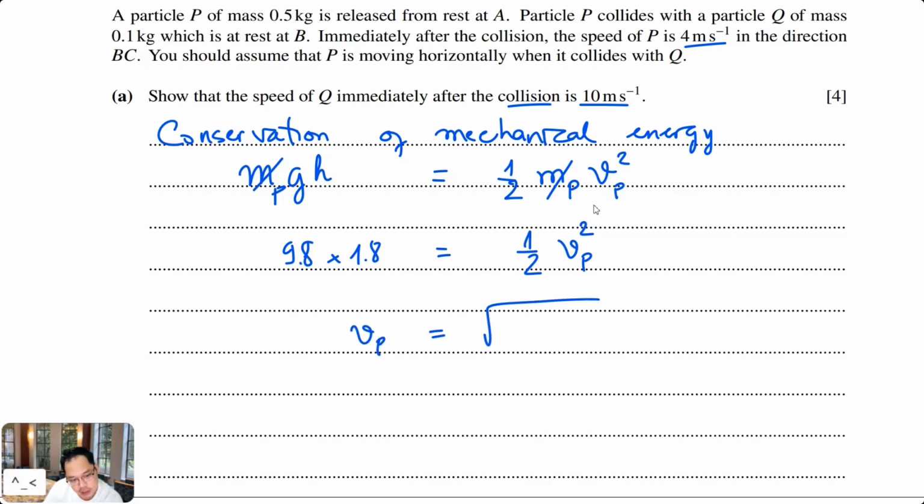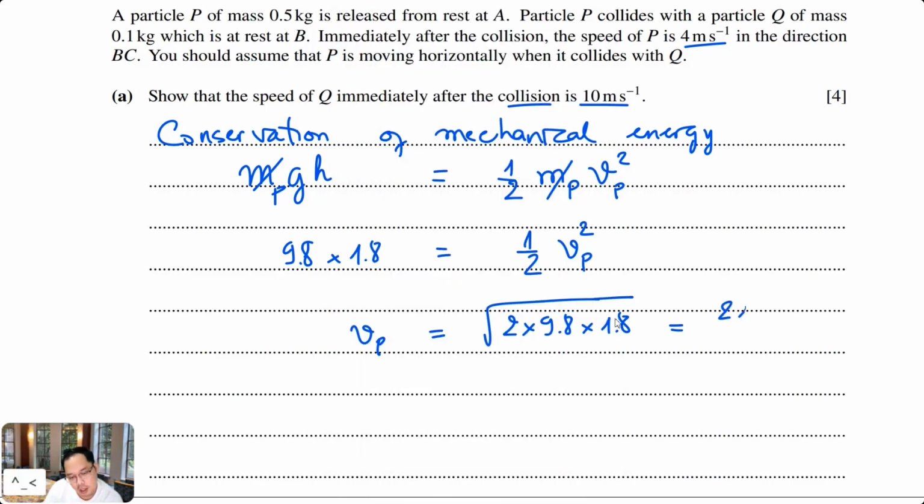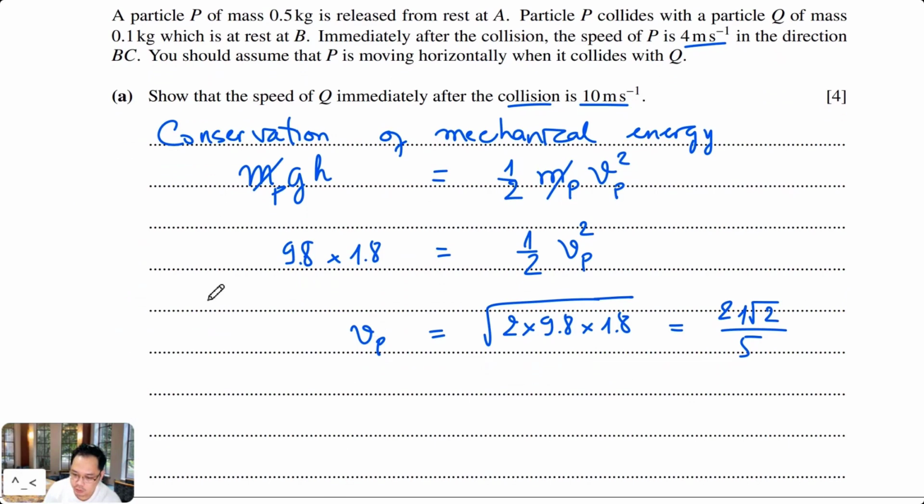So vP is simply the square root of 2 times 9.8 times 1.8, which equals 21 square root 2 over 5. Here I do not use rounding, because when we round too many times over many steps in a problem, the final answer could be quite different from the actual calculation. So we avoid rounding in many steps, and only round in the last step to 2 significant figures, according to the given information.